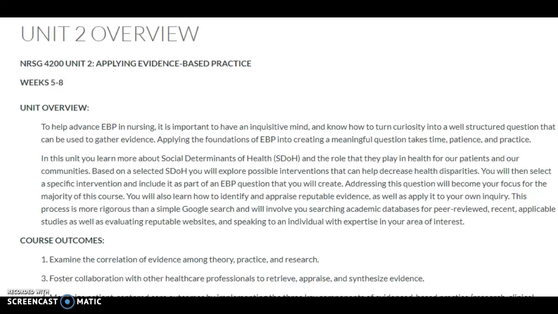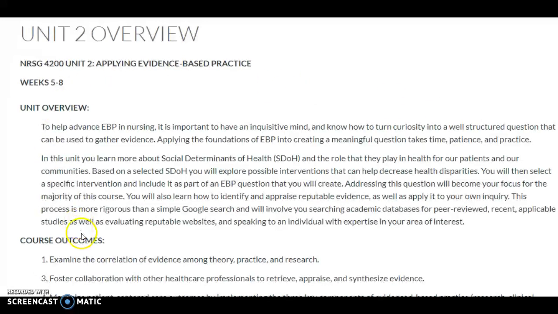Welcome to Unit 2, Applying Evidence-Based Practice. This is the opportunity to take all of the information you learned in Unit 1 and start to apply it in your own way, choosing a topic and starting to turn that into an evidence-based practice paper. You'll be working on Unit 2 for weeks 5, 6, 7, and 8.